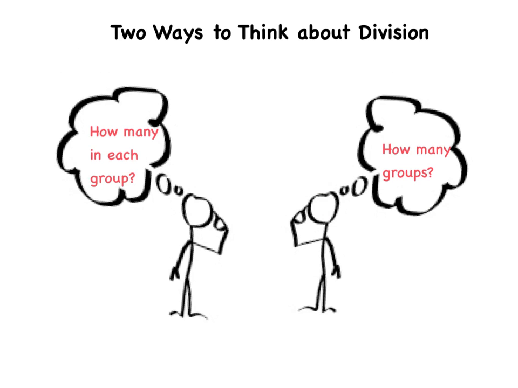In wrapping up our review of division today, we want to keep in mind that we need to look at the word problem or the situation to figure out which way we're supposed to think about division. Is the problem asking for us to think about how many are in each group, or is the problem asking us to think about how many groups?